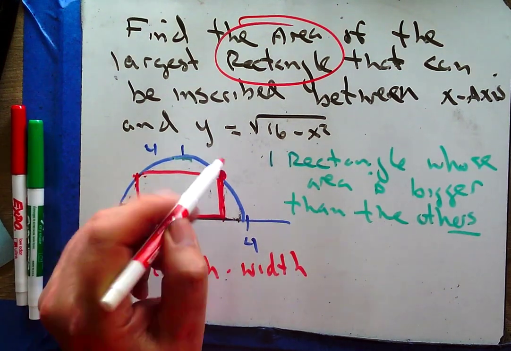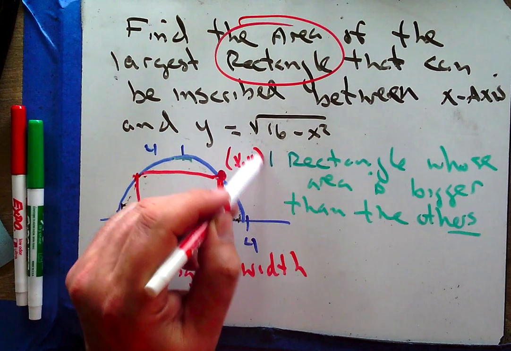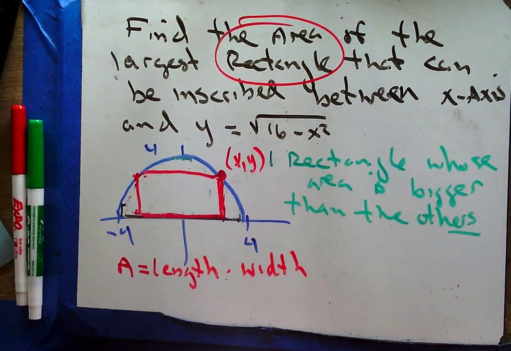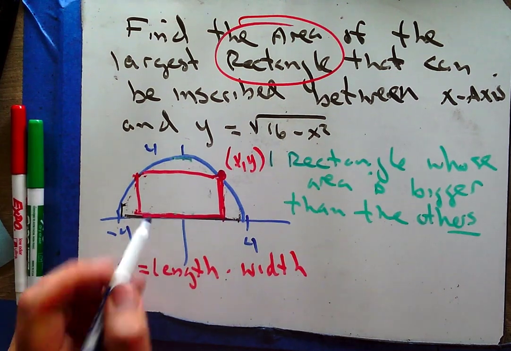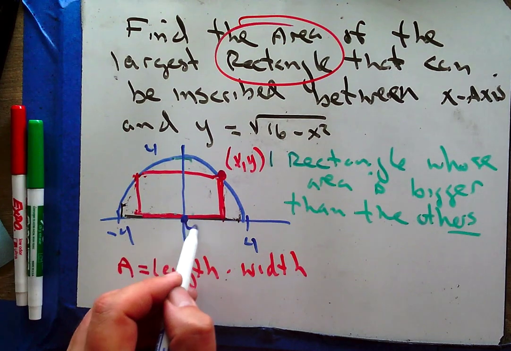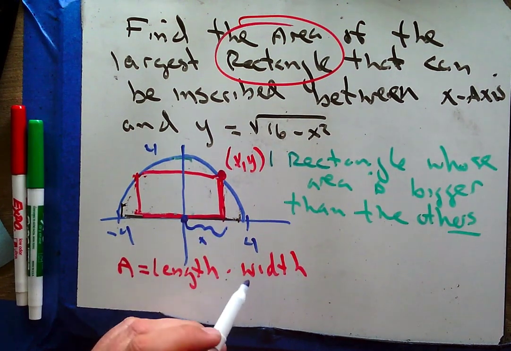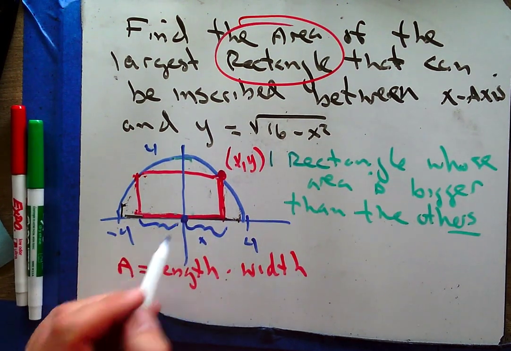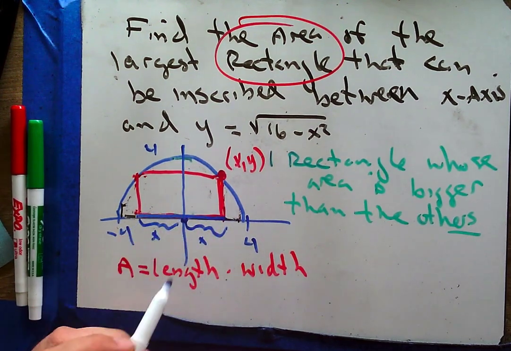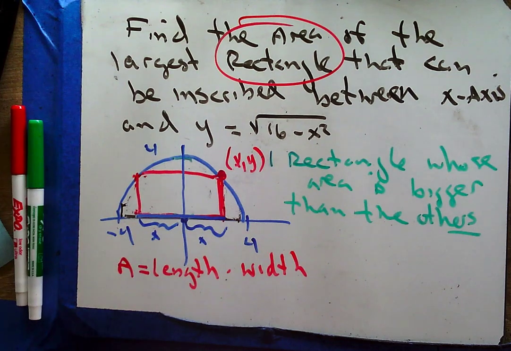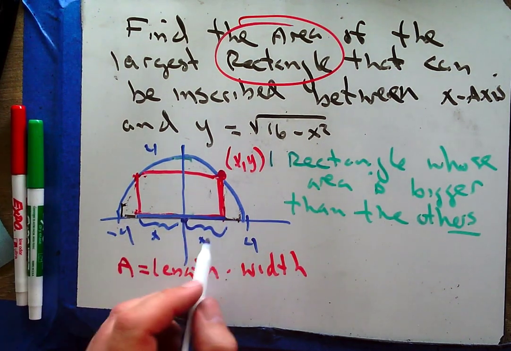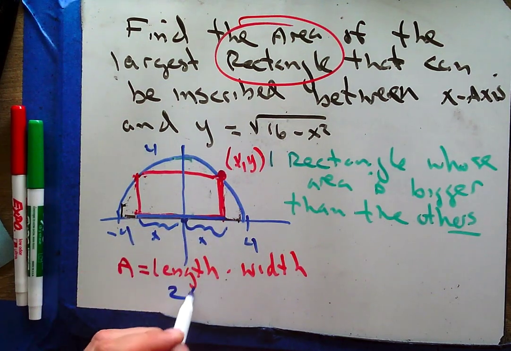If there's an ordered pair here on the curve, we call it x, y. X is the input, y is the output. So that means, since this is the origin here, this distance is x. And because of symmetry, that's also x. So what can we say about the length of this rectangle? Well, it's x plus x, or 2x.